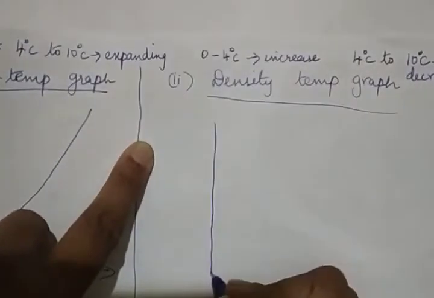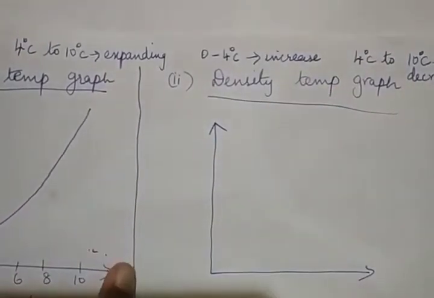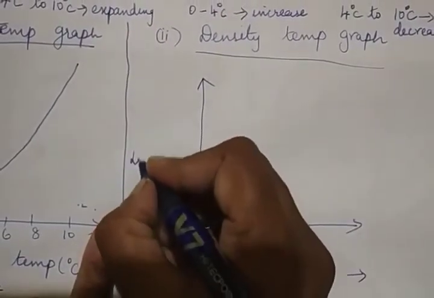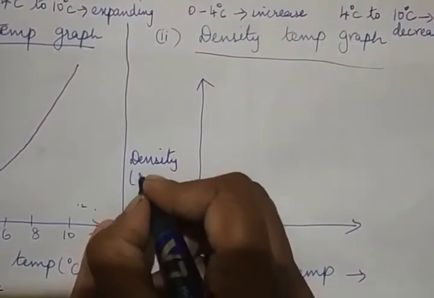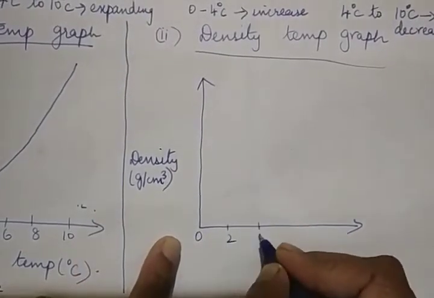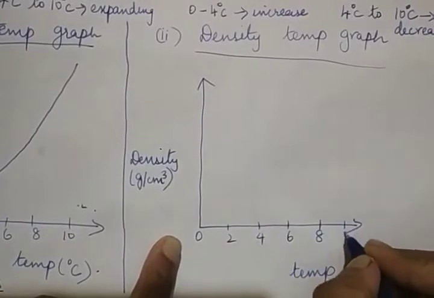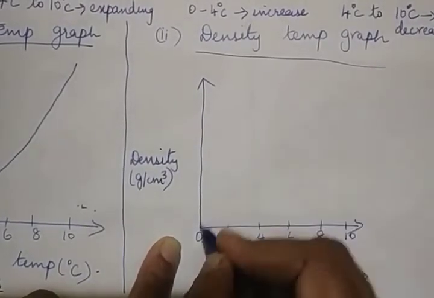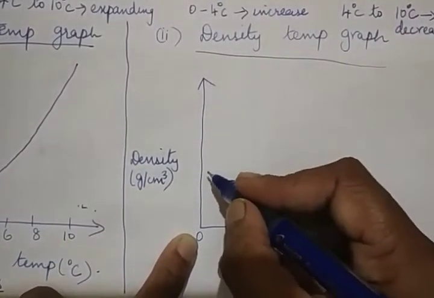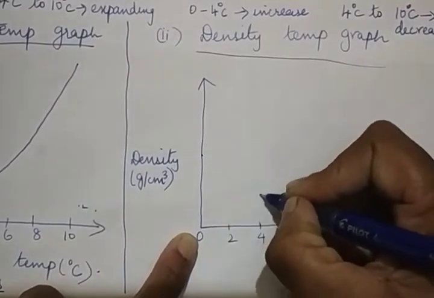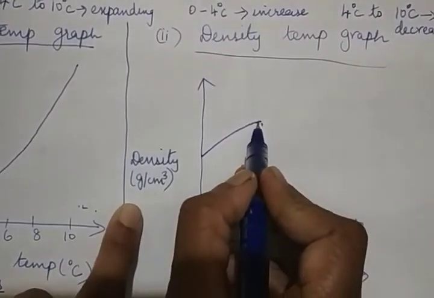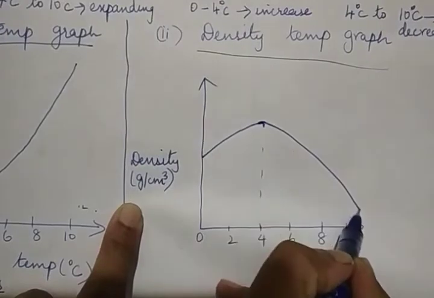Now how will I show it in a graph? Again, in x-axis temperature and y-axis density. Unit gram per centimeter cubed. Again you are taking CGS unit. 0, 2, 4, 6, 8 and 10. Now when I heat it from 0 to 4, its density will increase. So your graph will go like this. You start from somewhere here. So till 4 your graph will increase. Then after 4 your graph will start decreasing.